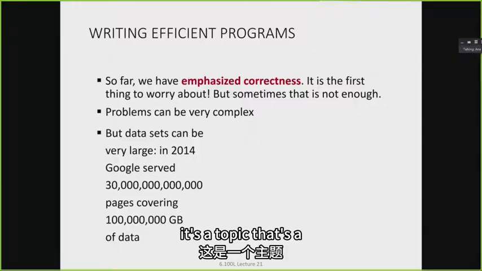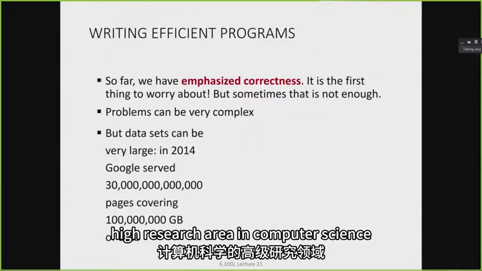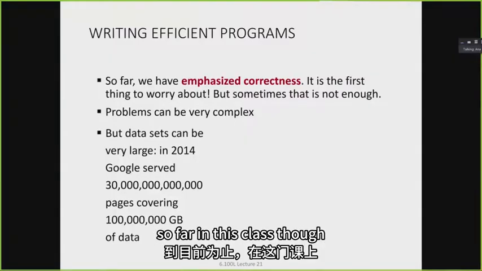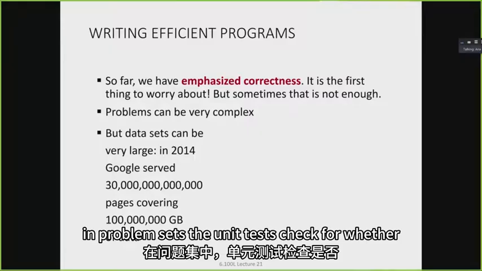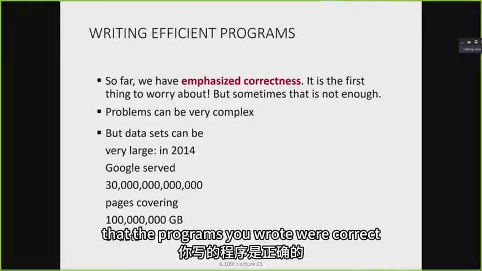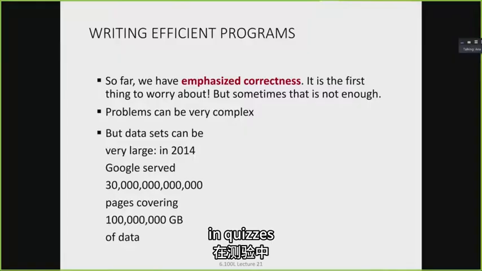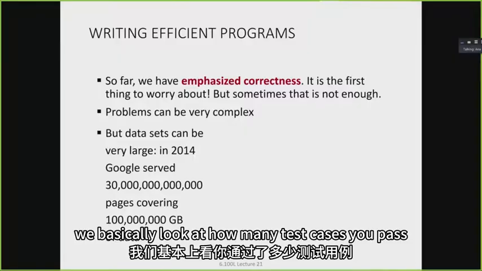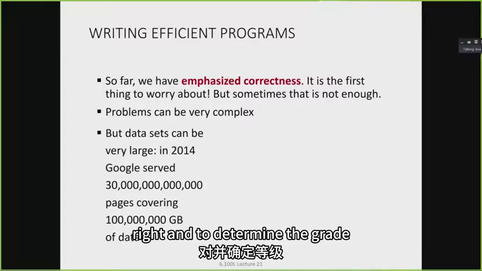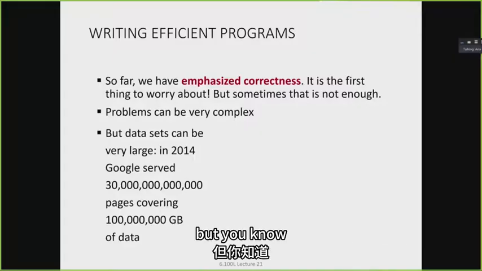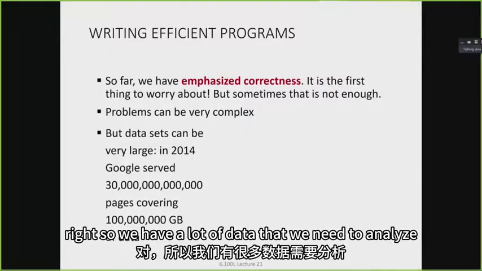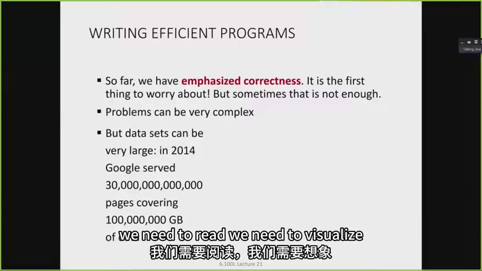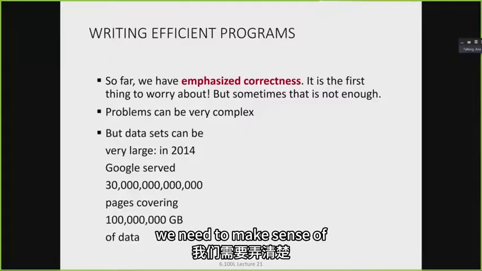It's a topic that's a high research area in computer science. So far in this class, though, we've emphasized correctness, right? In problem sets, the unit tests check whether the programs you wrote were correct. In quizzes, we basically look at how many test cases you pass to determine the grade. But these days, we actually have a whole bunch of data coming at us, right? We have a lot of data that we need to analyze, read, visualize, and make sense of.